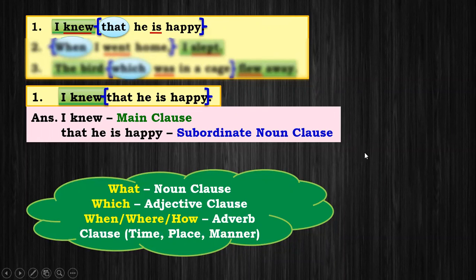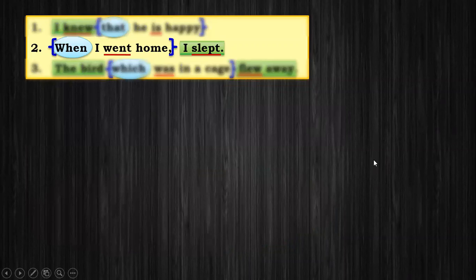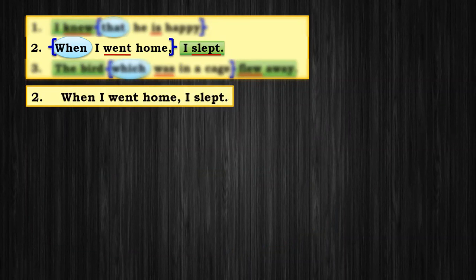Isn't it easy? Well, it's time to move ahead with the next. There you go with the second. When I went home, I slept. We know the main clause. It is I slept. It's time to ask the question to the main clause so that we get this subordinate clause as an answer.